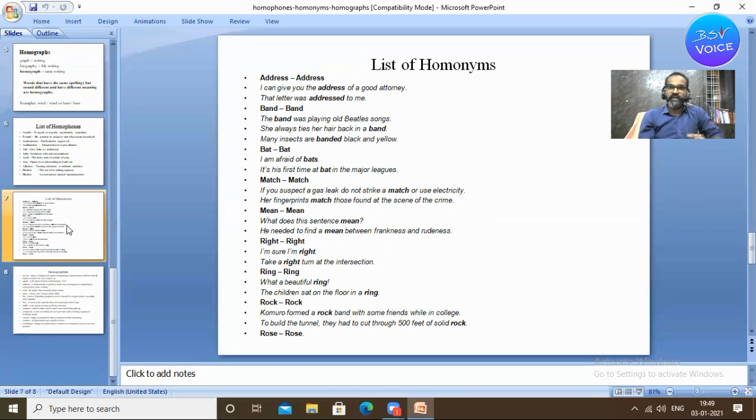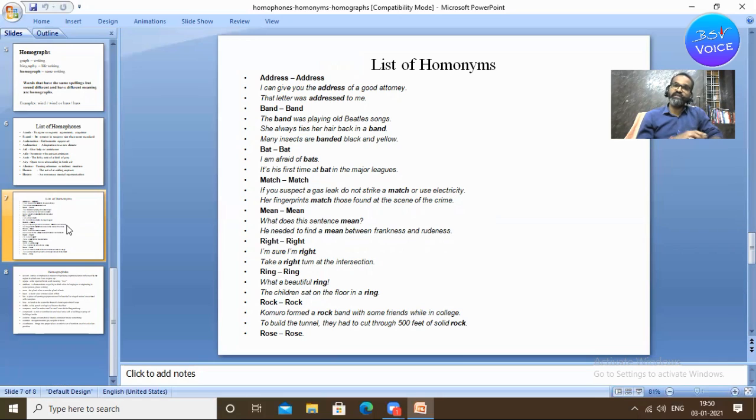I can say band and band. You know, B-A-N-D band, B-A-N-D band, same. What is band here? A ring, you can see, a rubber band or some other band. And band you can also use like this: the band was playing old Beatles songs, right? What does it mean here? A band played by musicians, where you can see instruments.